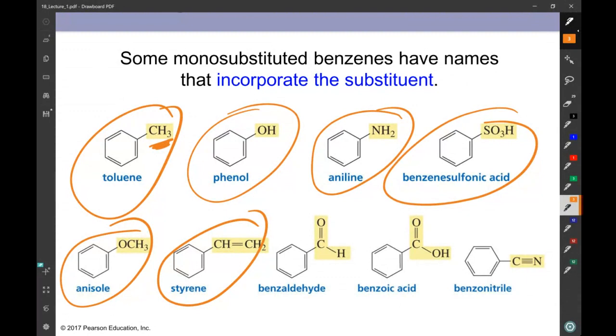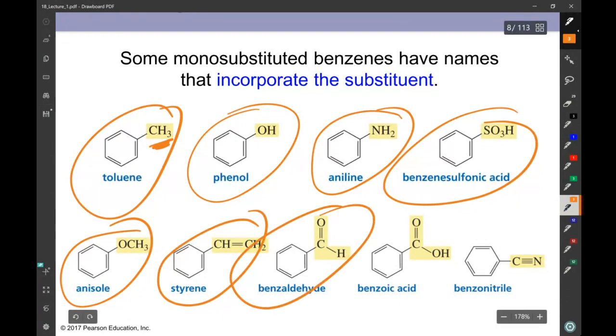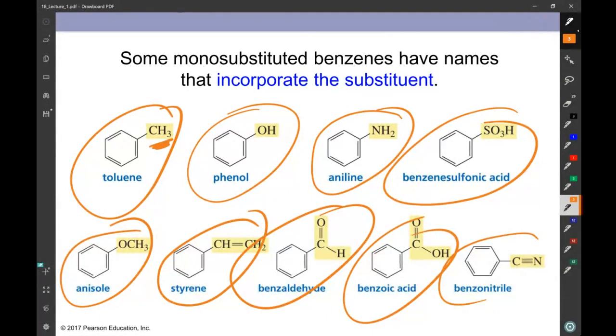Because I don't know why your parents decided to give you your own name. So that's how they also decided to call this one benzaldehyde. That's why they decided to call this one benzoic acid. And that's how they decided to call this one benzonitrile. Does that make sense?